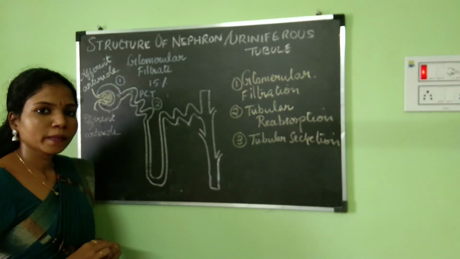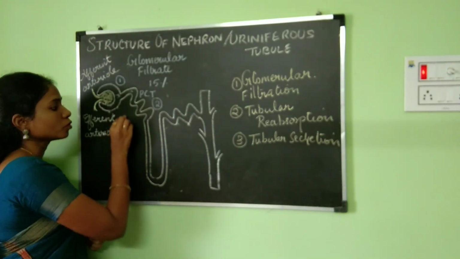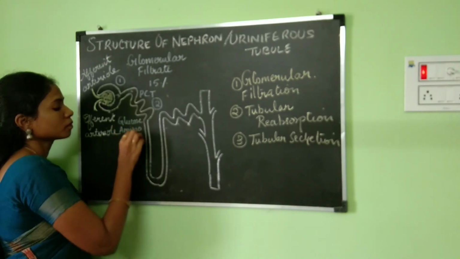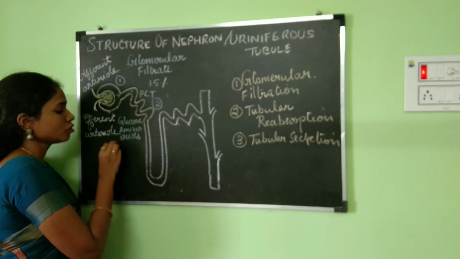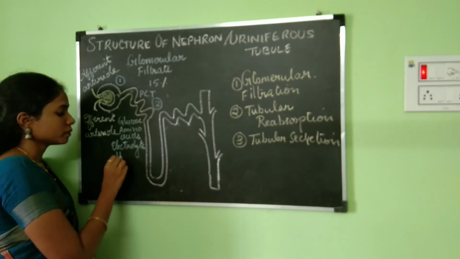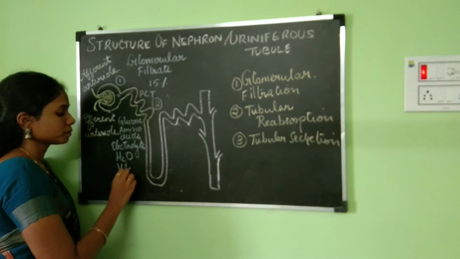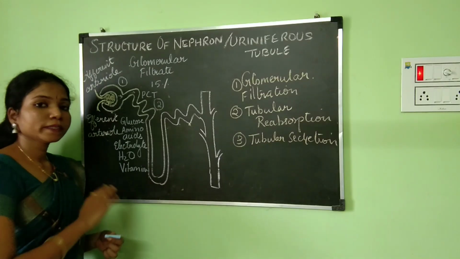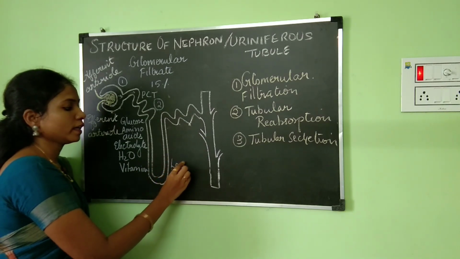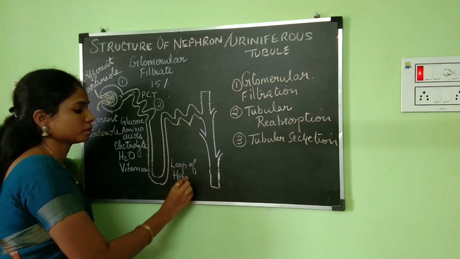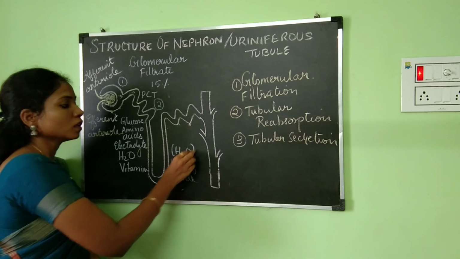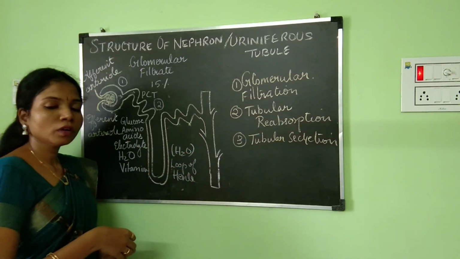So what all are going to get reabsorbed in the proximal convoluted tubule? Glucose, amino acids, electrolytes, water, vitamins. All of this will get reabsorbed, and then in the loop of Henle, this is the loop of Henle, right? In the loop of Henle, reabsorption of more water will take place. So reabsorption of a more amount of water is going to take place.